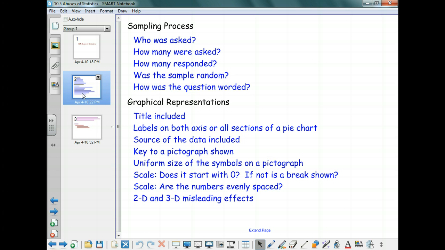Okay, so we talked about one with the computers last time, remember? It was important that one computer was $5 million. That one icon meant $5 million, because you have a different image of what's going on if it meant something different. Uniform size of the symbols in the pictograph.